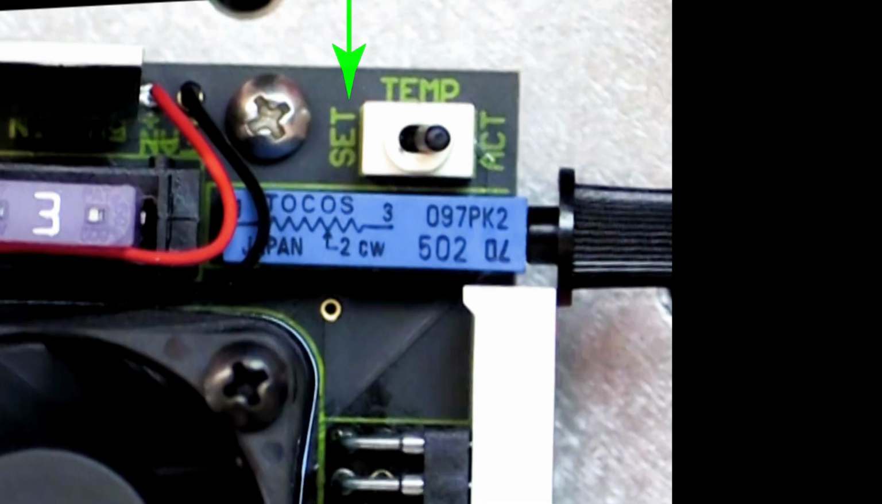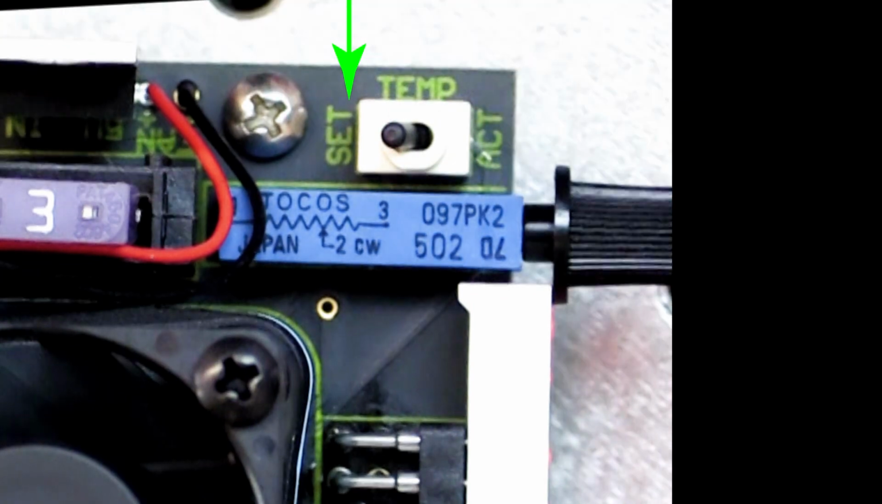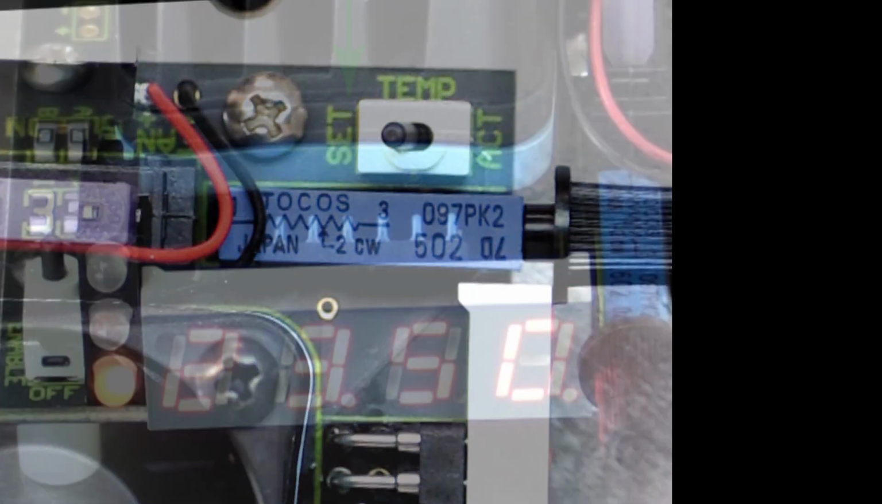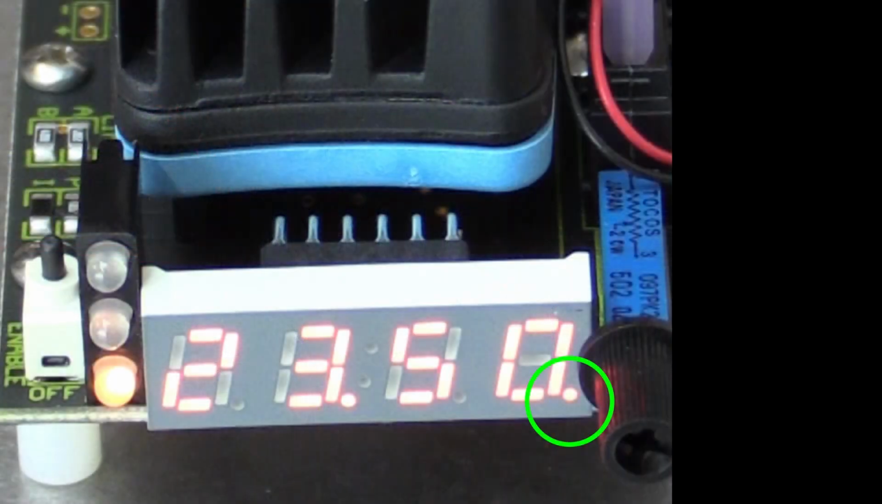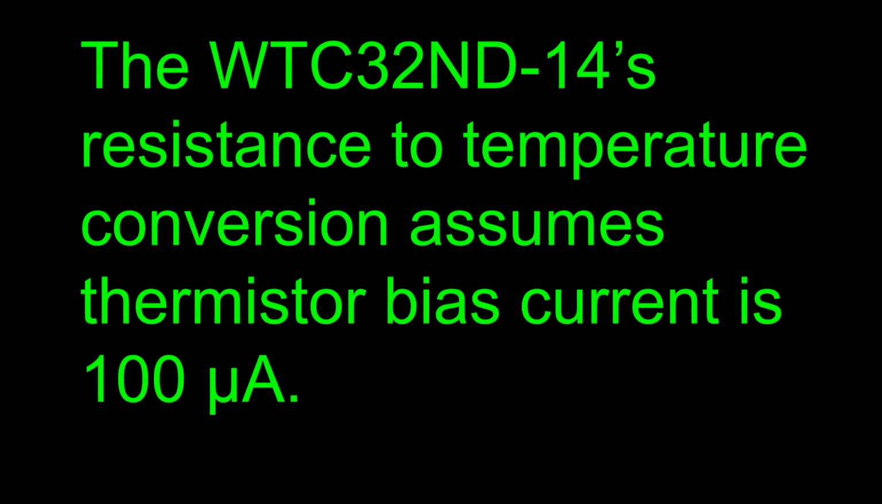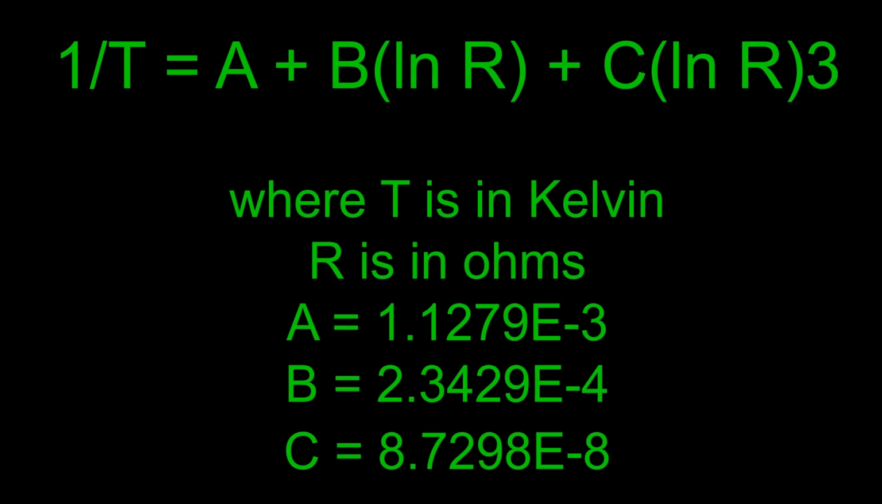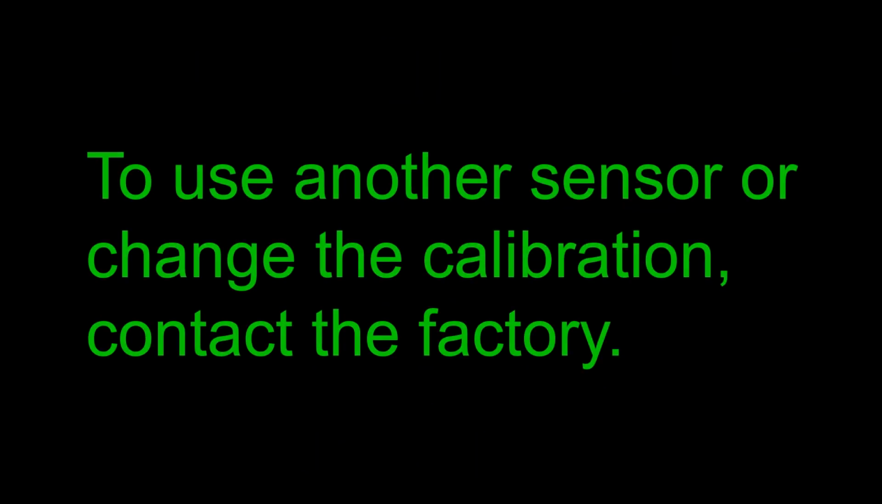To set the set point temperature, put the switch to set. When the set point is displayed, the rightmost decimal point is lit. The controller's resistance to temperature conversion software assumes the thermistor bias current is 100 microamps, and the thermistor is characterized by the following Steinhart-Hart relationship. To use another sensor or change the calibration, contact the factory.